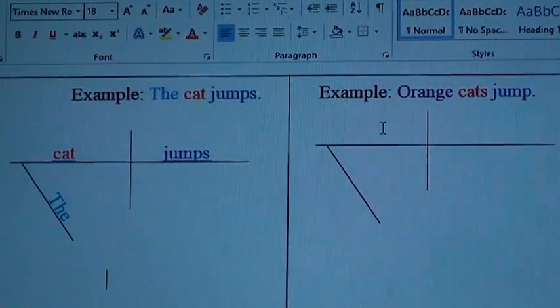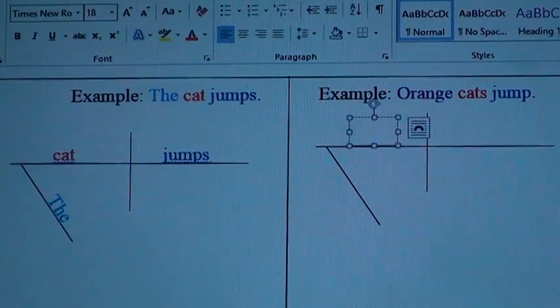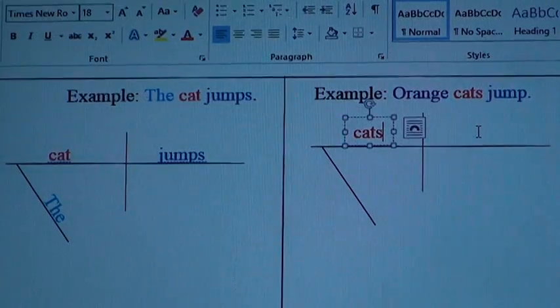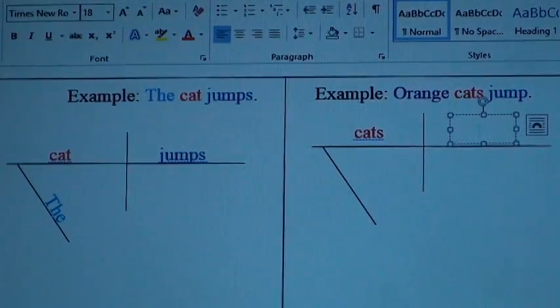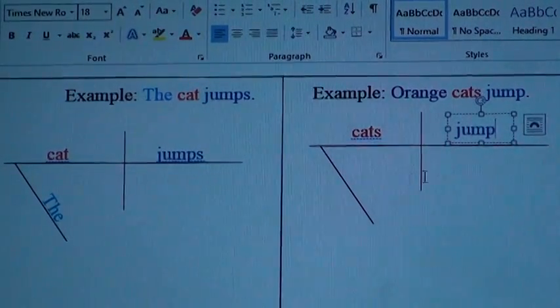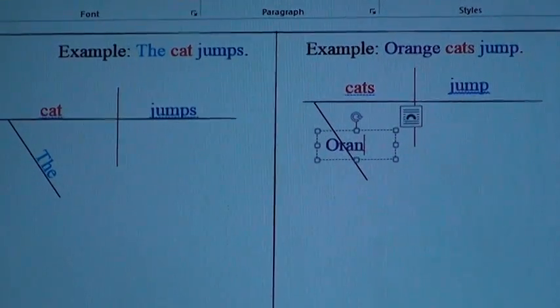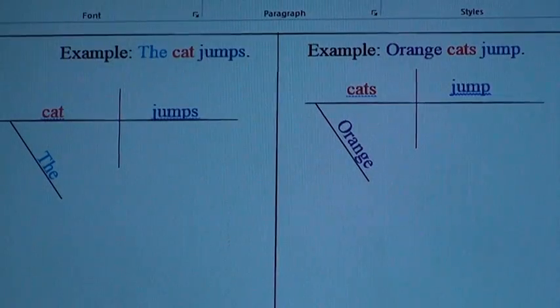Let's do another sentence. Orange cats jump. The subject is the same, cats, because it performs the action, and our verb jump is our action in this sentence. The word orange modifies cat by describing what kind of cat.